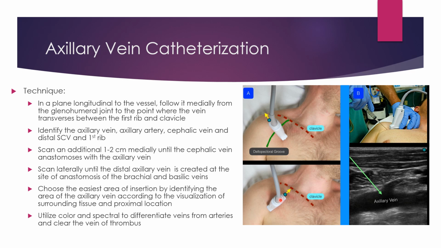So this should be right at that lateral margin of the first rib. Then you can scan an additional 1 to 2 centimeters medially until the cephalic vein anastomoses with the axillary, and then you're going to scan until the distal vein is created at the site of anastomosis with the brachial and basilic. So we kind of already talked about that. You want to make sure all of those are open, no thrombosis, and identify the easiest insertion, which should be, again, about 4 centimeters from the midclavicular line.